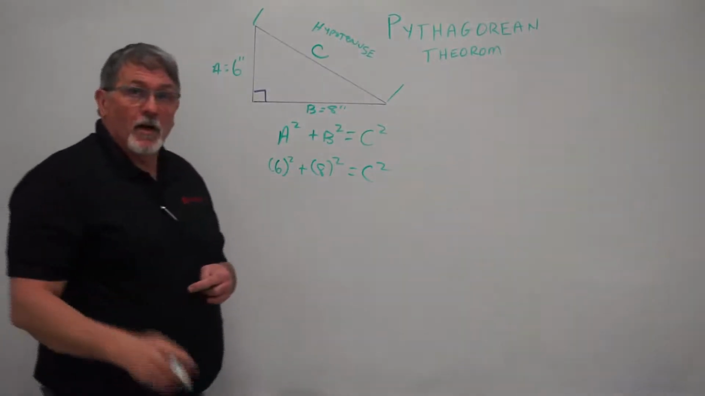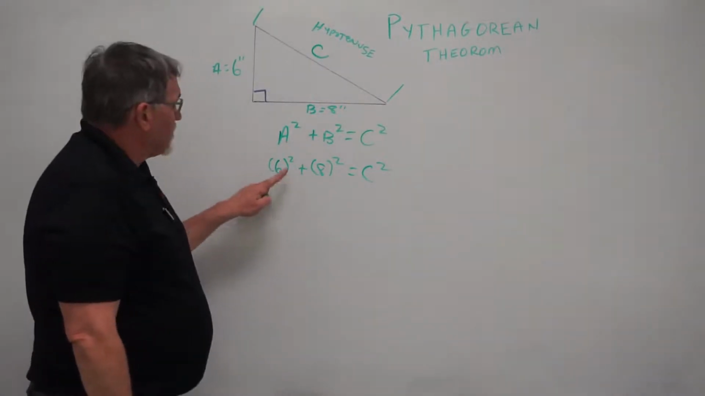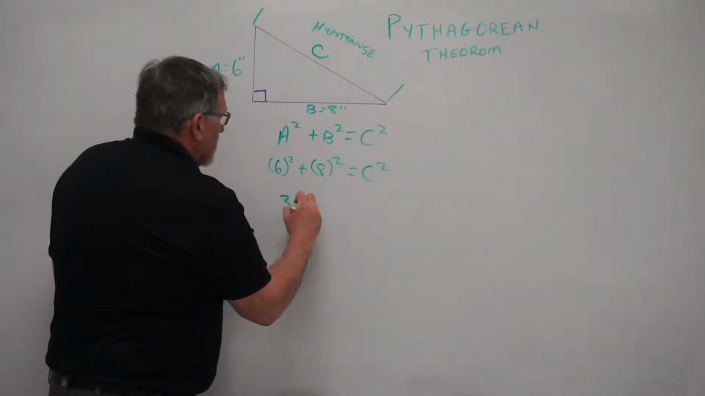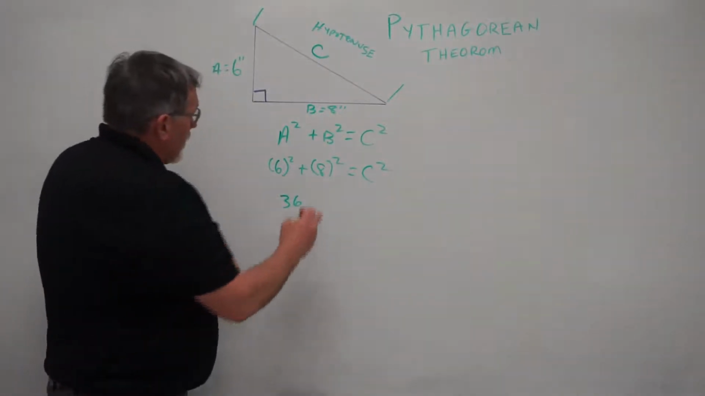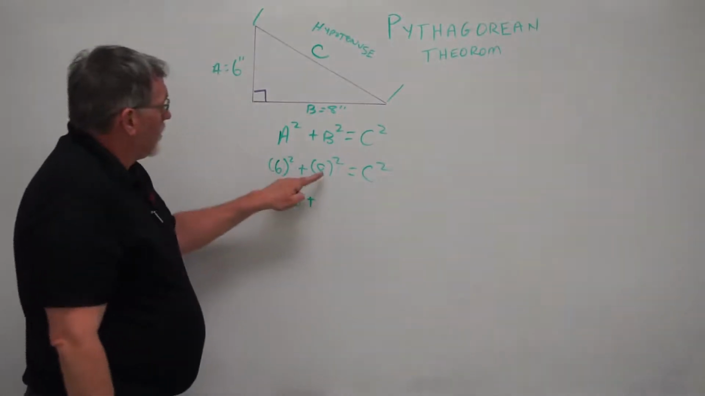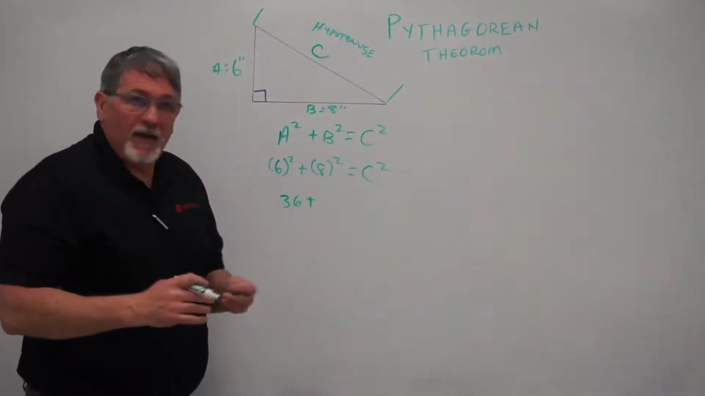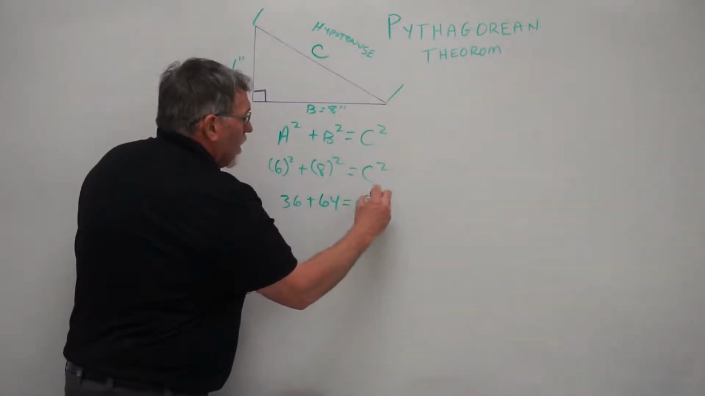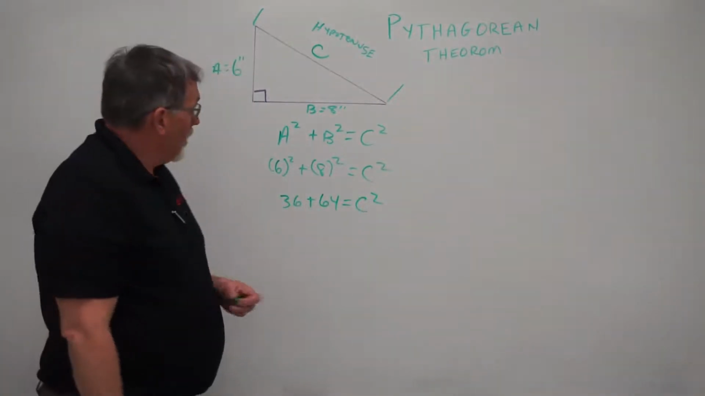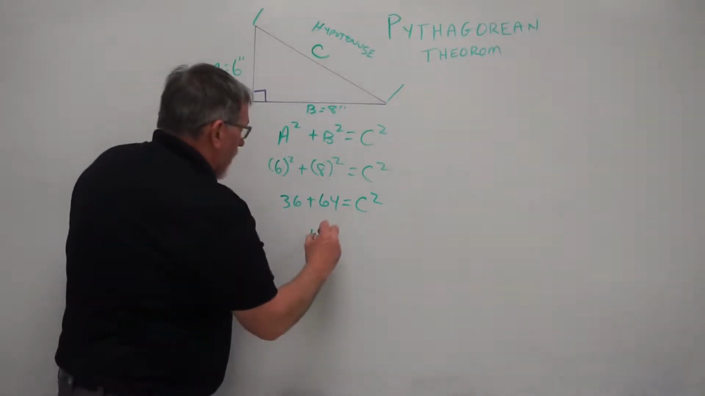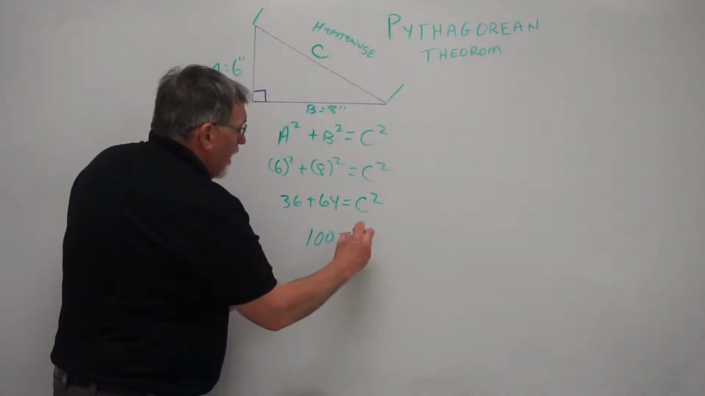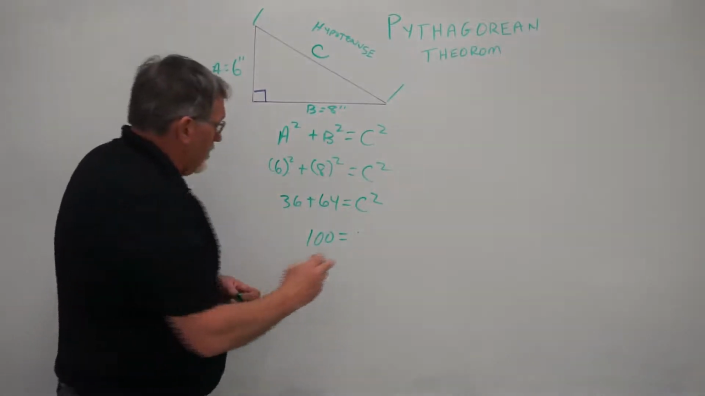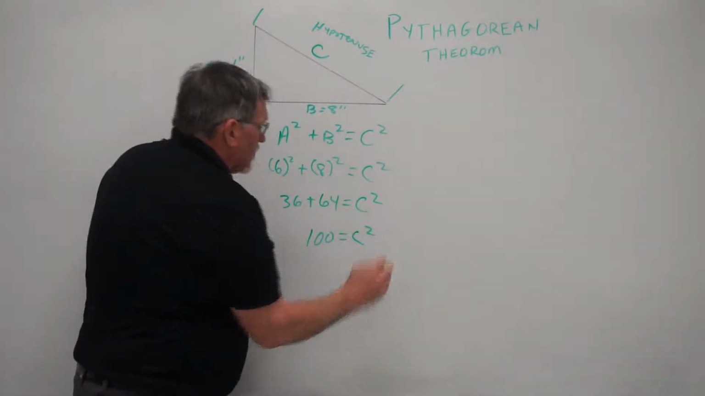Now, if you got your calculator and follow along with me, 6 squared would just be 6 times 6. That equals 36. Plus 8 squared, which would be 8 times 8, equals 64. That equals our c squared. So let's add these together and finish our problem. That means a squared plus b squared equals 100, and that equals our c squared.